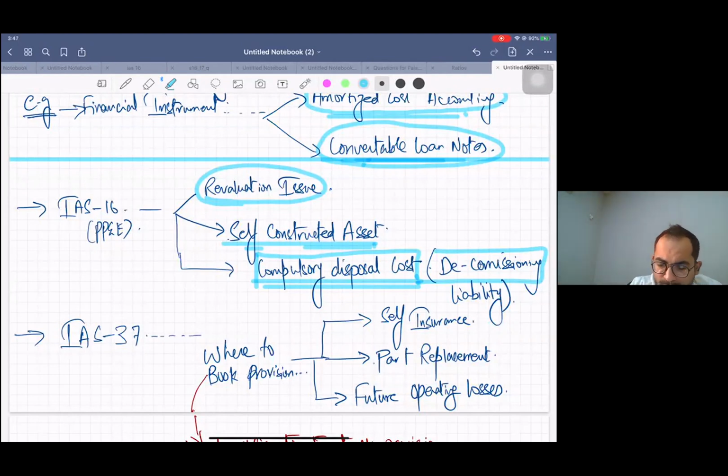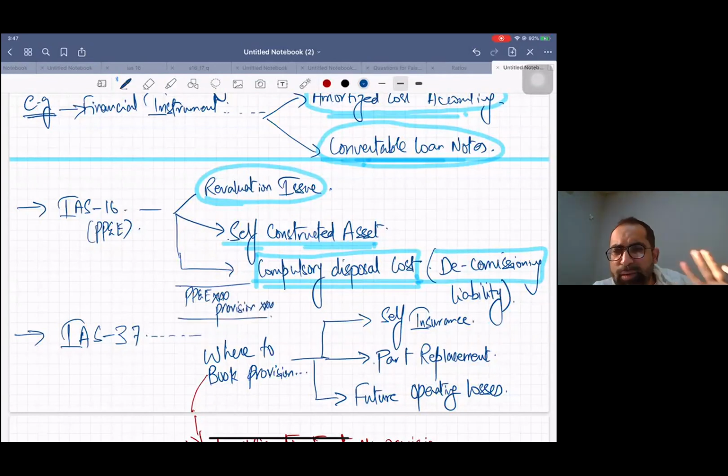So what you do on day one, you make the entry: PPE debit and provision credit, right? And obviously, just think over it, you are liable to do this after 10 years. So this is an obligation which you need to pay after 10 years. So all obligations that are payable after 1 year or more, you need to discount.